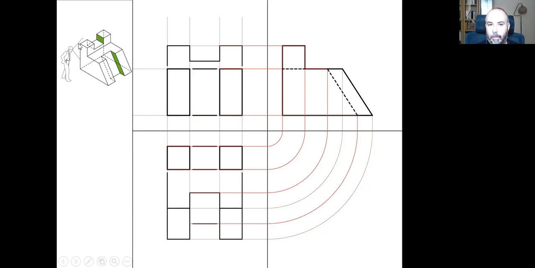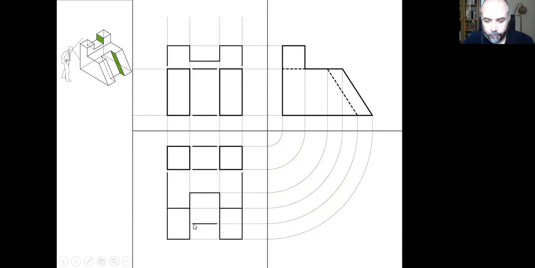And how about these ones here? Since they are being blocked by these surfaces, he won't be seeing them. He will be seeing this line and this one here. So we need to indicate them as the dashed lines, as the hidden lines. And that will be all.